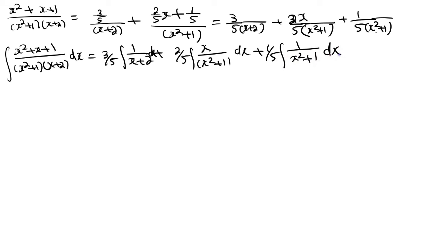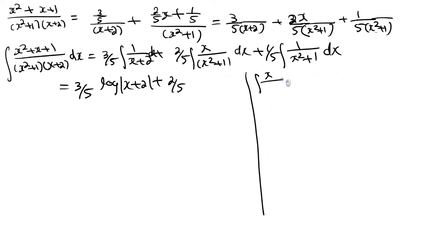So in the next step, it's equal to 3 by 5 into log of mod x plus 2, plus 2 by 5 into x divided by x square plus 1. Okay, we calculated a similar type of problem, right? Its value you can simplify, or take it separately. Integration of x divided by x square plus 1 into dx. Substitute x square plus 1 equal to t. This implies 2x into dx equal to dt. X into dx equal to dt divided by 2.